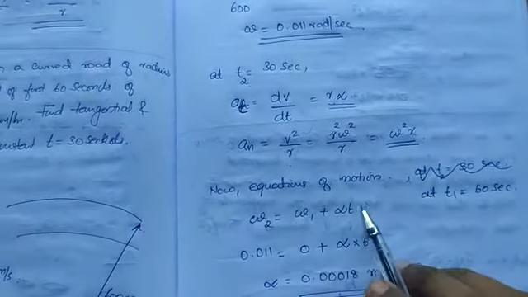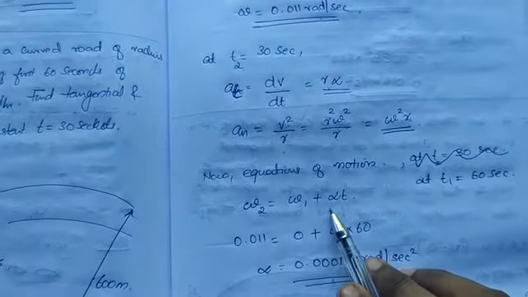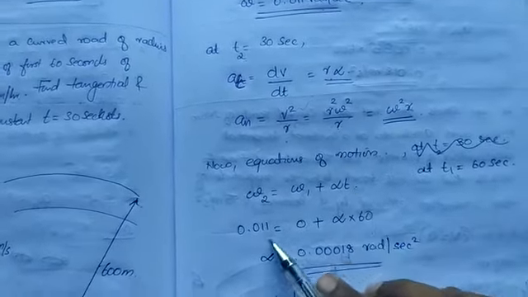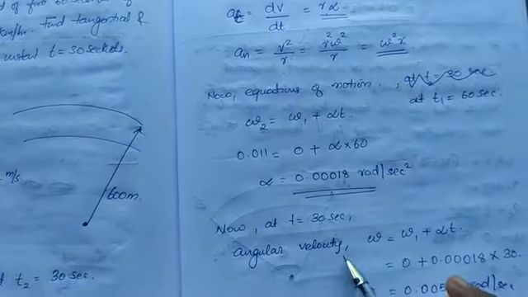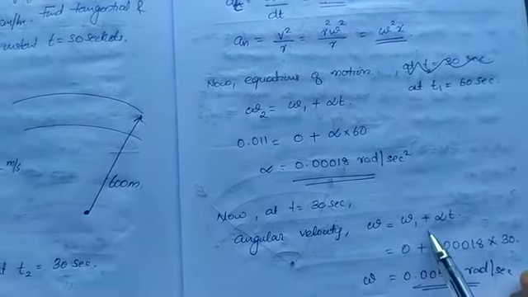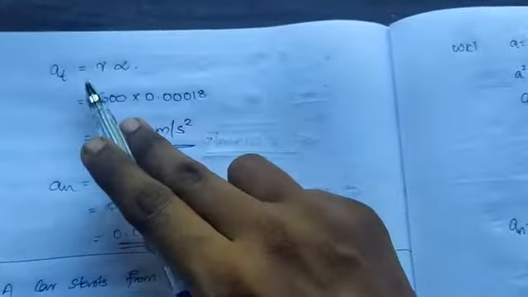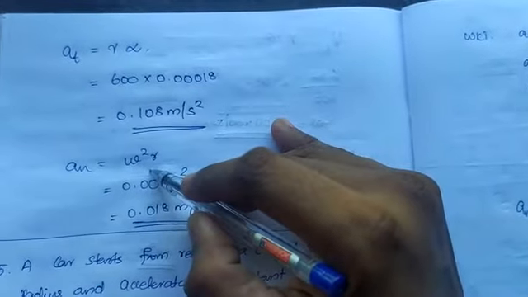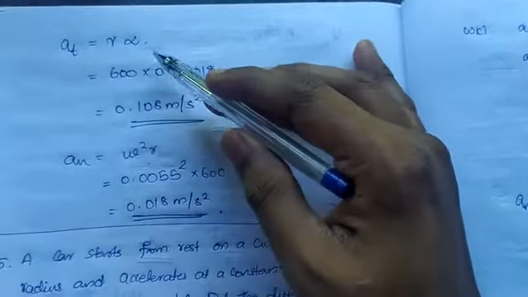Now alpha you need to find out, right? So omega 2 is equal to omega 1 plus alpha t, like v is equal to u plus at. Now alpha you get from this equation, with t equal to 30 seconds. Omega you got it. Now find aT and aN, which are r alpha and omega squared r. According to the data given, you need to apply the equations, right?